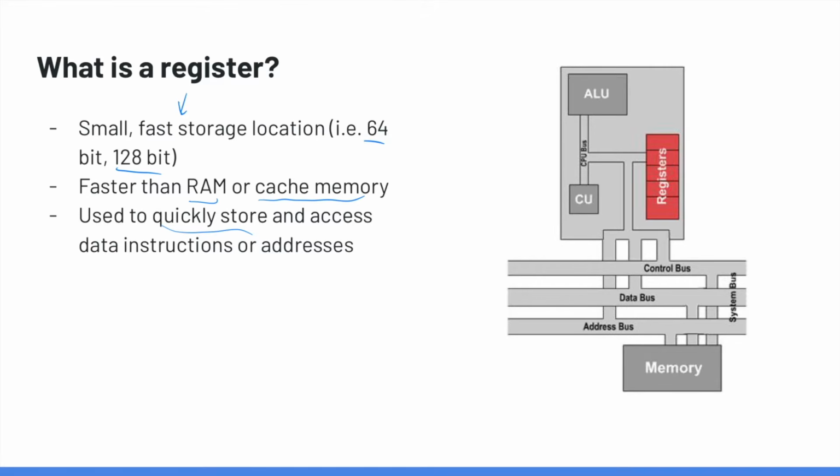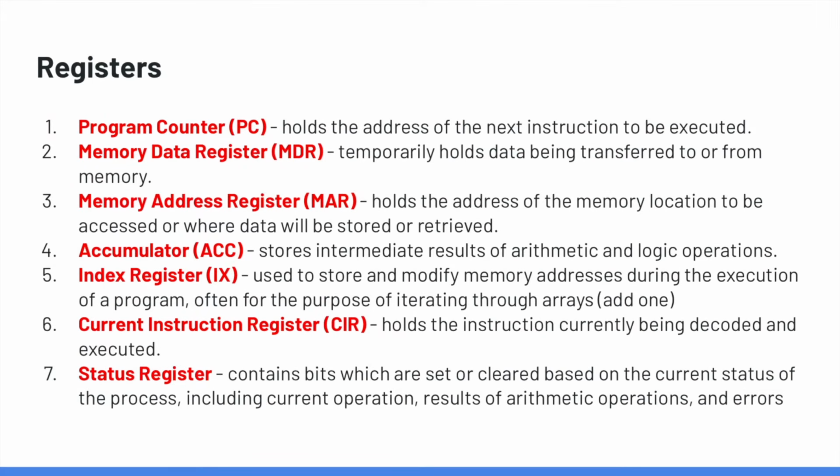They can have a variety of purposes. Now, these are some of the registers we've talked about and some that we actually haven't. So the program counter tells us what address we're going to access next. The memory data register holds data we've gotten from the RAM. The memory address register tells us what data to receive from the RAM. The accumulator helps us to complete arithmetic and logical operations in the ALU. And we have something called the index register, which we haven't really talked about yet. The index register is used to store and modify memory addresses while we're executing a program.